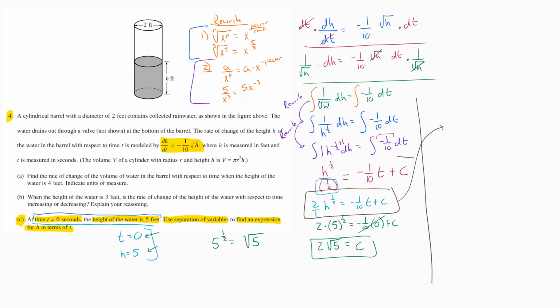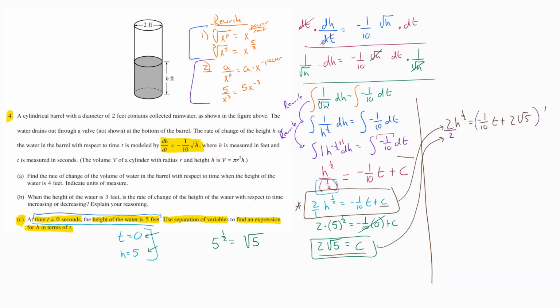So we're going to bring this together with this, and we're going to use that information to solve for our final equation, what our h equals equation is. So working from this, we would have 2 h to the 1/2 equals negative 1/10 t, and then our c value here that we'll plug in for would be plus 2 root 5. Now we're just going to solve this to get h by itself. So I would start by dividing by 2.